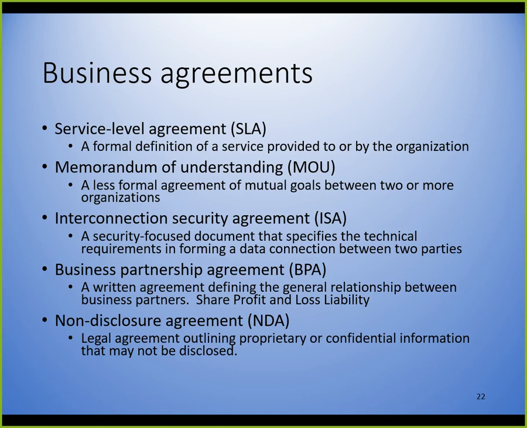The Interconnection Security Agreement, the ISA, security-focused document that specifies the technical requirements in forming a data connection between two parties. So we have an agreement, obviously, on security before there is any data sharing that goes on. A business partnership agreement, written agreement defining the general relationships between the two partners, share profit, loss, liability, who gets what, who does what.